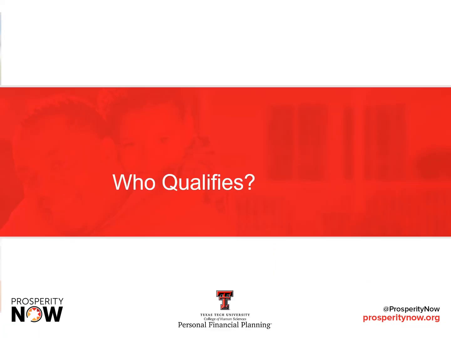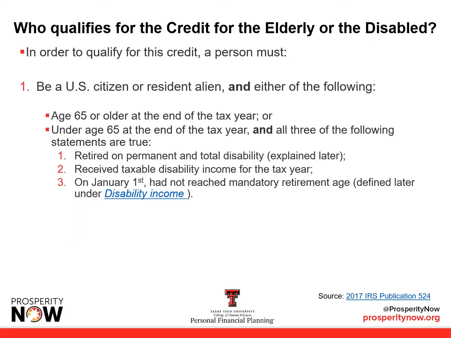Who qualifies? In order to qualify for this credit, a person must be a U.S. citizen or resident alien, and either of the following: 65 years or older at the end of the tax year, or under age 65 at the end of the tax year, and all three of the following statements are true. Retired on permanent disability, received taxable disability income for the tax year, and on January 1st, has not reached the mandatory retirement age, which will be defined later.